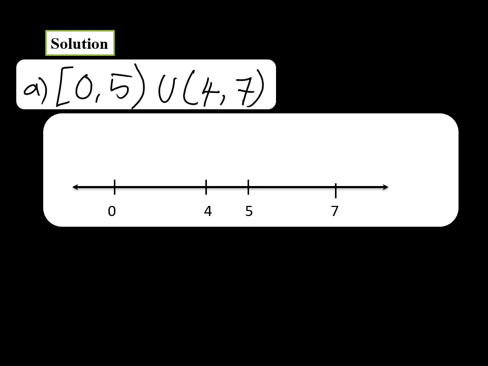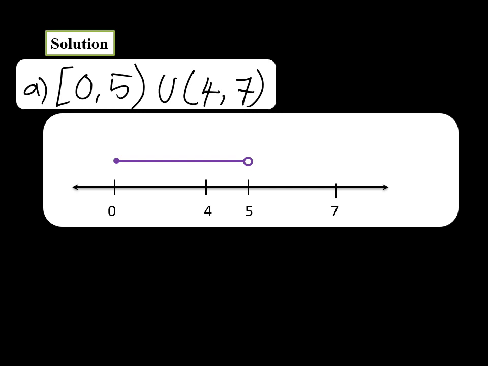And then draw the sets. The first set is 0 to 5. 0 is included, so we put the dense dot. And 5 is not included, so it should be an empty dot. Connect these two points. So we have the number set.